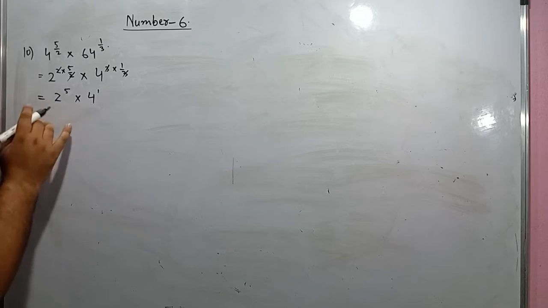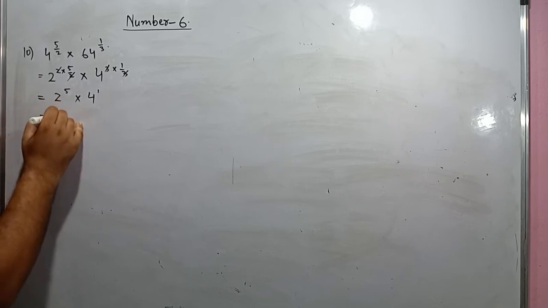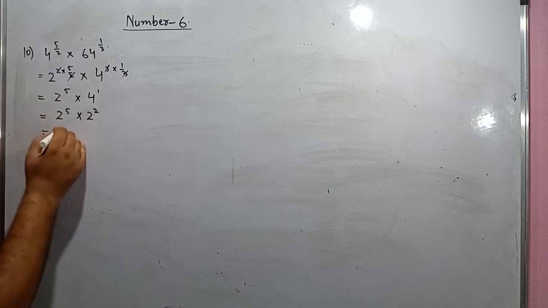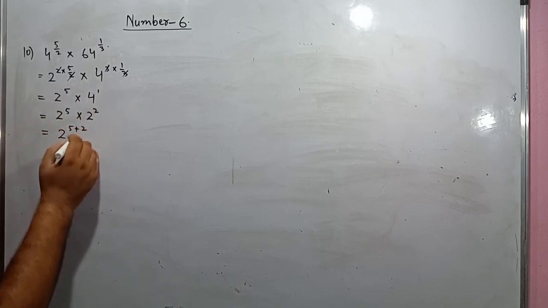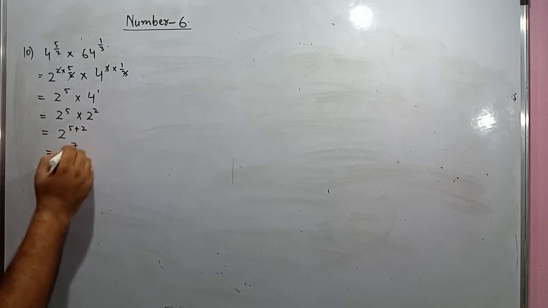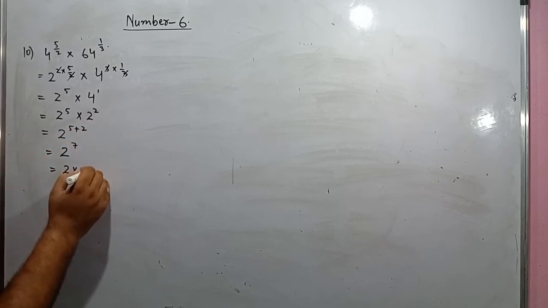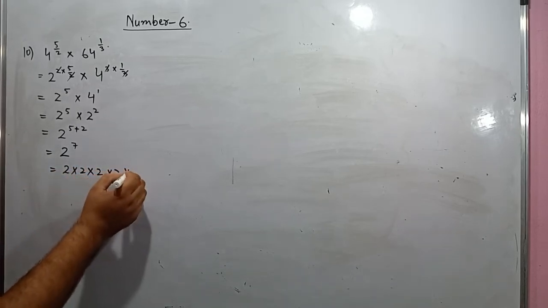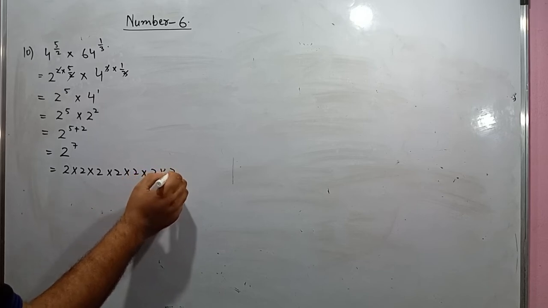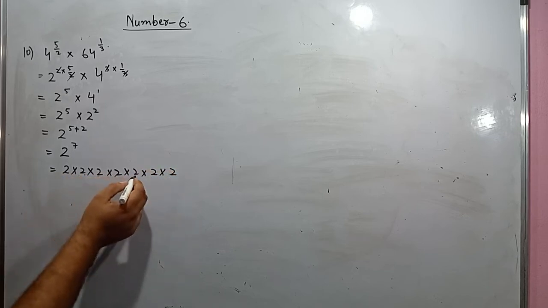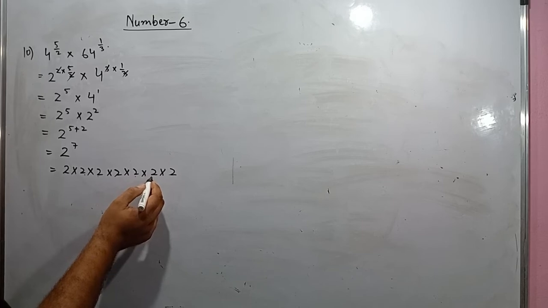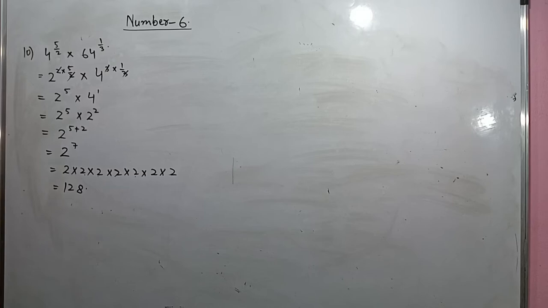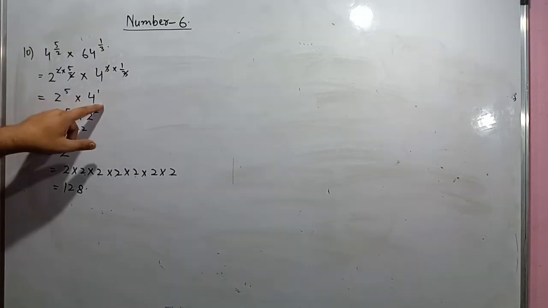Now you can see here I can write 2 to the power 5 into 2 to the power of 2, that is 4. So what is that? 2 to the power of 5 plus 2, that is 2 to the power of 7. That's I will multiply 2 7 times. 2 into 2 into 2 into 2, 5 into 6 into 7. 2 twos are 4, twos are 8, twos are 16, twos are 32, twos are 64, twos are, it's 128. 128 is the answer. I have written here the step-by-step answer, although you can find here only.